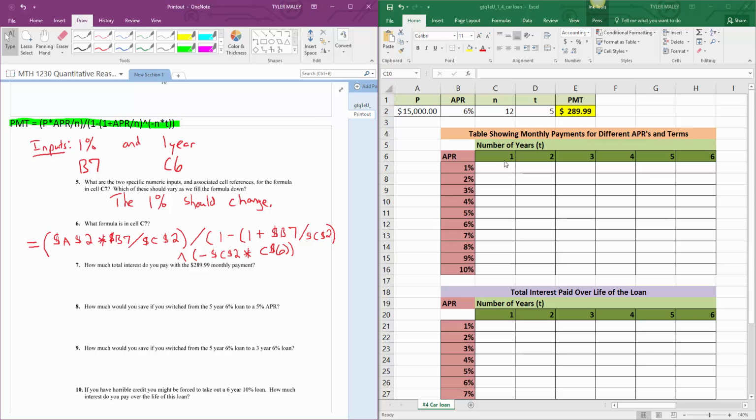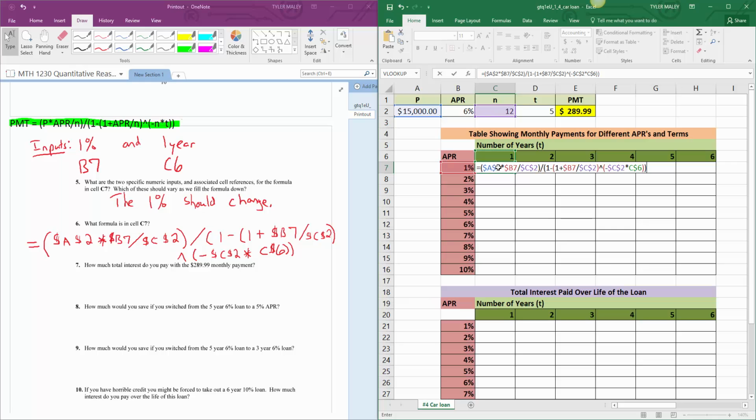So let me type this in quickly. We could do equals, open parentheses, $A$2, and we have times $B7 divided by $C$2, close parenthesis, divided by, open parenthesis, 1 minus, parenthesis, 1 plus, $B7 divided by $C$2, close parenthesis, and then exponent key, so shift 6, and then open parenthesis, negative, and we'd have $C$2, times C$6, and then 2 closing parentheses.